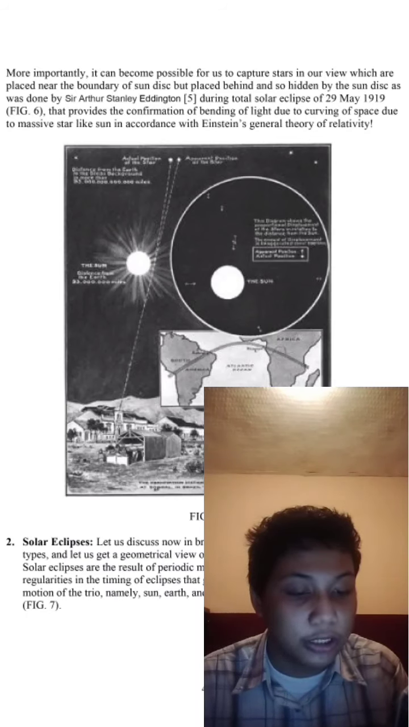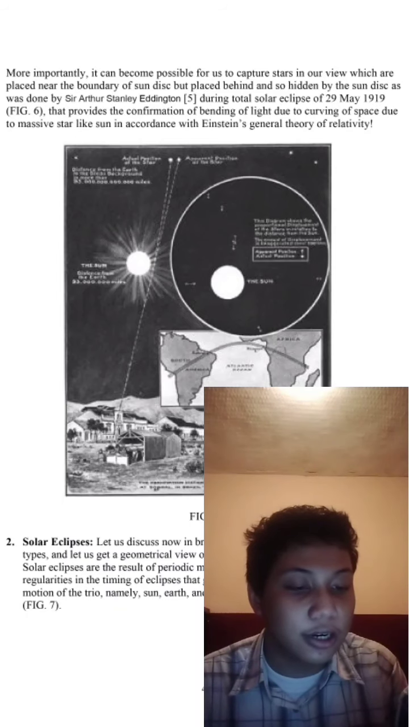Annular solar eclipse occurs when a region of the Earth's surface is in line with the umbra, but the distances are such that the pointed tip of the umbra does not reach the Earth's surface.